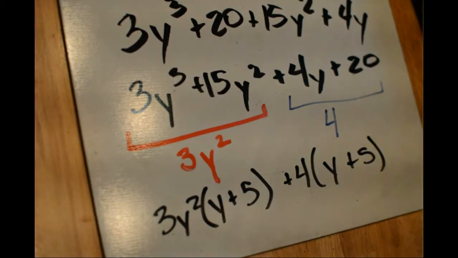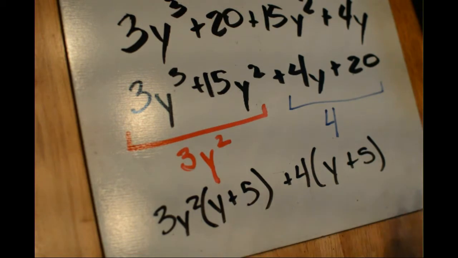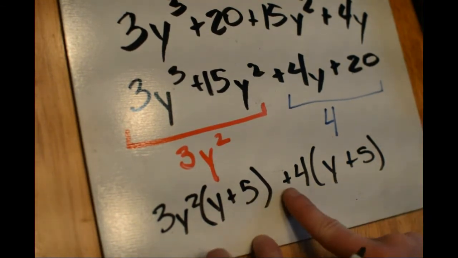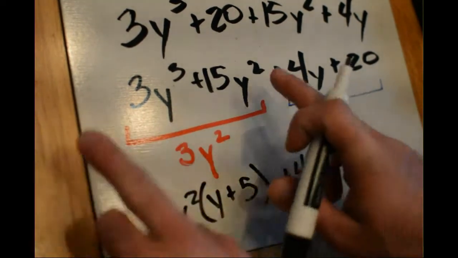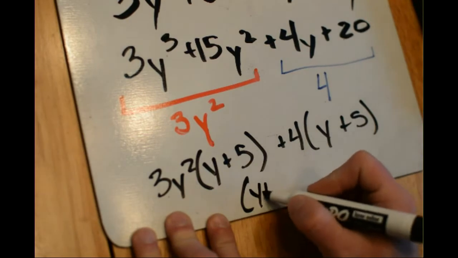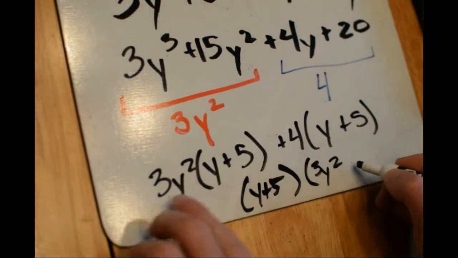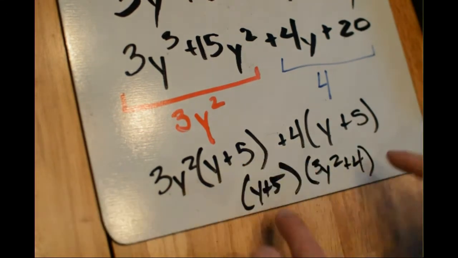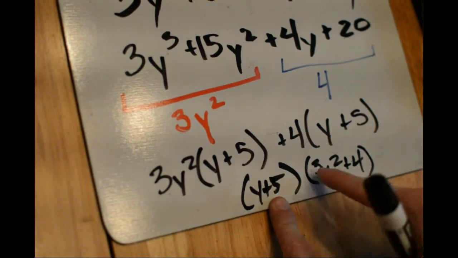So now that we got everything all in order, we factored by grouping, and now we do have a common binomial. So this is not the finished answer yet. We have not completed factoring because this is not a factored form, because this is still written in terms of addition, and we want it written in terms of multiplication. So factor out that y plus 5, your common binomial. That leaves you with 3y squared plus 4, and now that is in factored form because it is in terms of this quantity times this quantity.